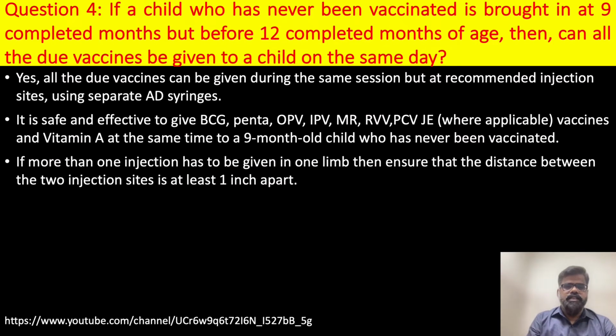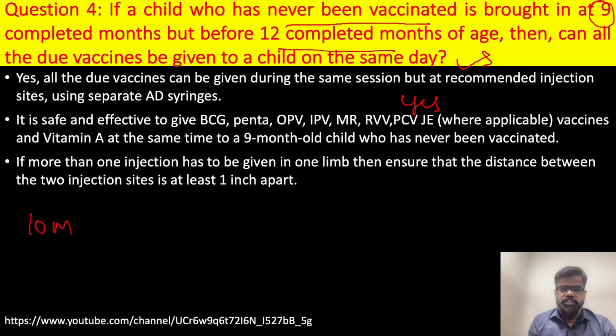Okay, let's take the next question. If a child who has never been vaccinated is brought at 9 completed months but before 12 completed months, so the child is between 9 to 12 months, can we give all the due vaccines? The answer is yes. Suppose, let's take an example, a 10-month-old child.